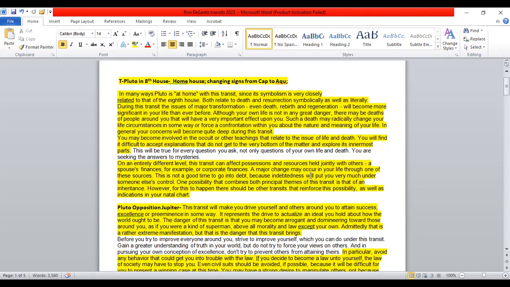A major change may occur in your life through one of these sources. Your spouse advises corporate finances. There we go. Or that might be taking money from the Bushes. This is not a good time to go into debt because indebtedness will put you very much under someone else's control. So this might be making handshakes where you shouldn't.